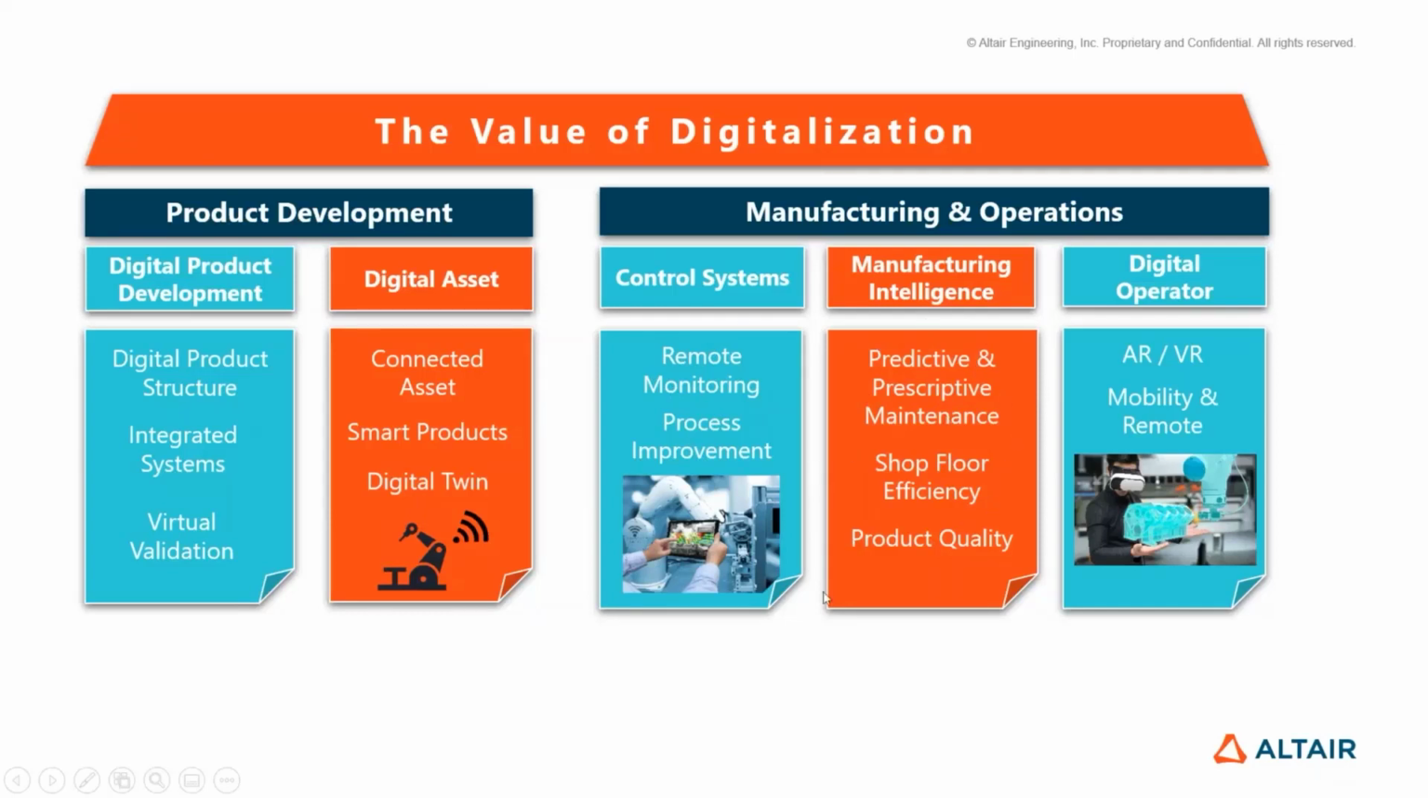Predictive maintenance, prescriptive maintenance, software efficiency. Software means smart; that's what we call a smart factory or digital factory. How you can improve the product quality, how you can understand the root cause of why some product quality is failing. And AR, VR, augmented reality, virtual reality: how you can leverage this to train your workforce.